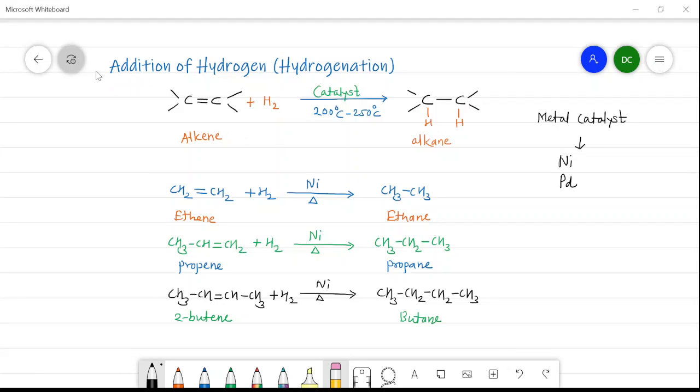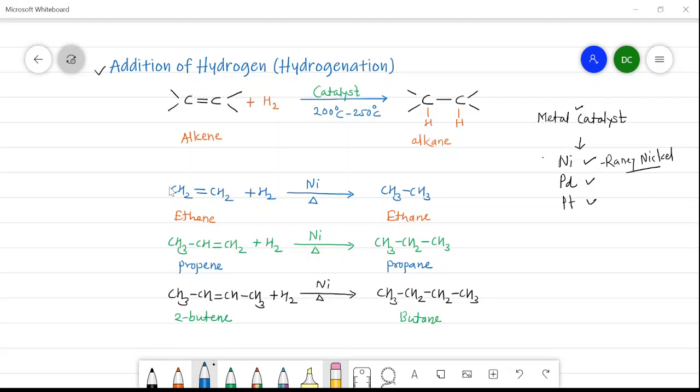The details about the addition of hydrogen, or the hydrogenation process, we have learned in the reagent topic, that is Raney nickel. It is the same reaction. When an alkene is treated with hydrogen in the presence of a catalyst at a higher temperature, we get an alkane. Here the catalysts are metal catalysts: nickel, palladium, or platinum. In the case of nickel, it is called Raney nickel, and we have gone through the details of Raney nickel in the reagent topic.